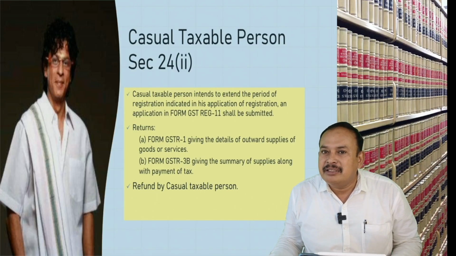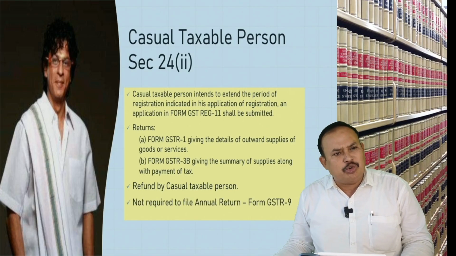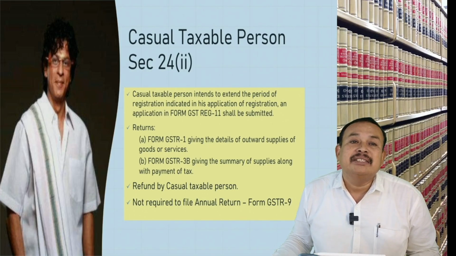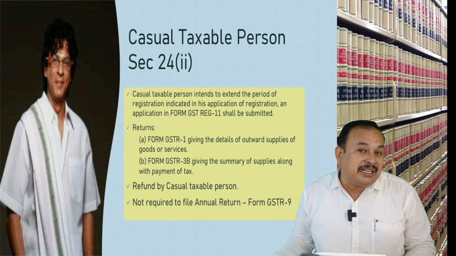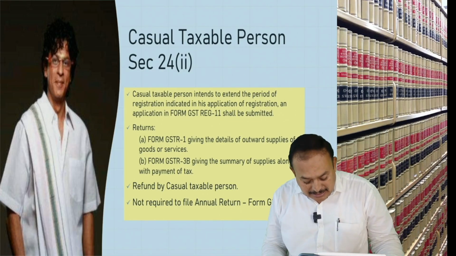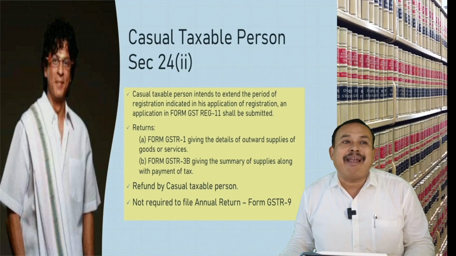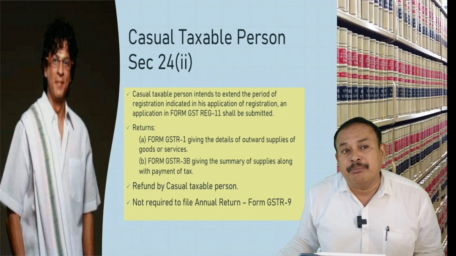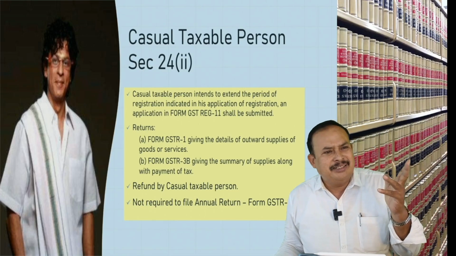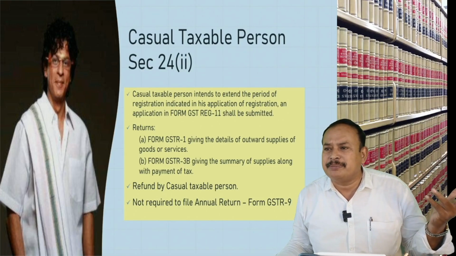Is it clear? Further, my dear friends, such a casual taxable person is not required to file an annual return. What is the annual return? Form GSTR-9. The annual return is not required to be filed by a casual taxable person. They are also not eligible for the composition scheme. Is it clear? Now got it? Registration is compulsory for whom? A casual taxable person.